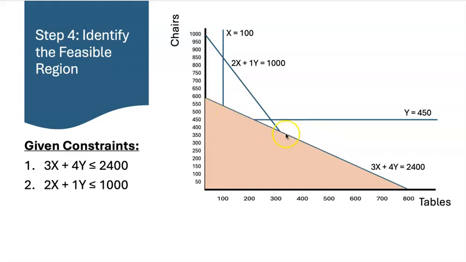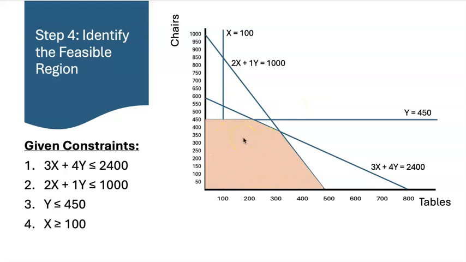It must be below this line, 3x plus 4y equals 2400. And it must be below the second line, 2x plus 1y equals 1000. So we are adjusting the area to just this section here. Right, so it's below both lines. Thirdly, we have y less than or equal to 450. I was saying it should also be below this line. So this section above the line is no longer feasible. So remove that section. We're left with this area.